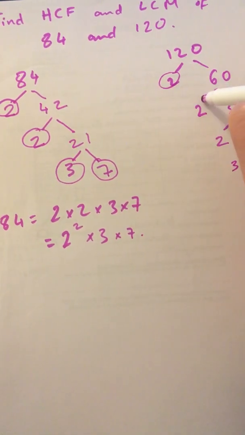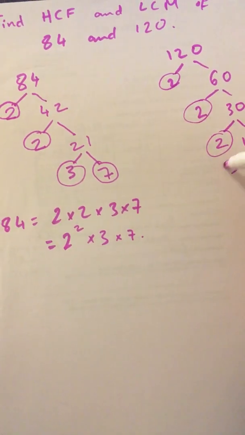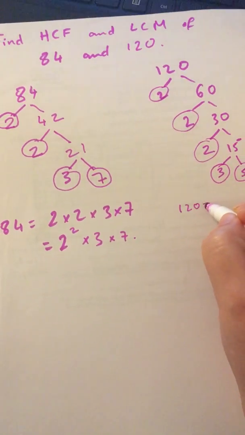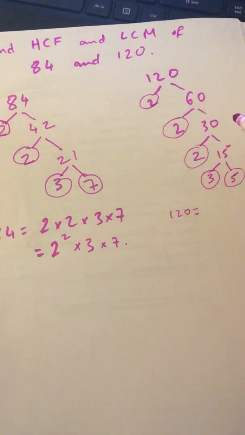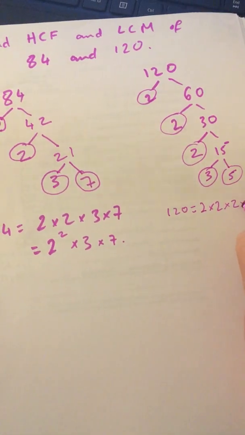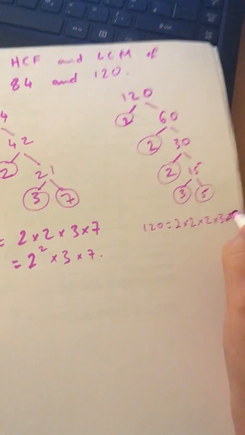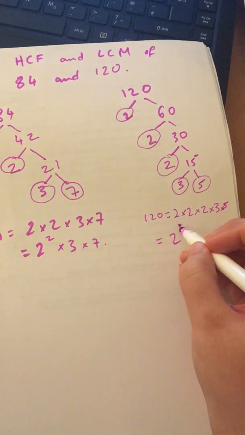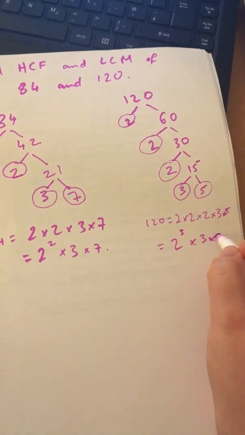When I get all prime numbers, I circle them. So these are my prime numbers. 120 is equal to 2, 2, 2, so three 2s, times 3, times 5. So that's going to be 2 to the power 3 times 3 times 5.